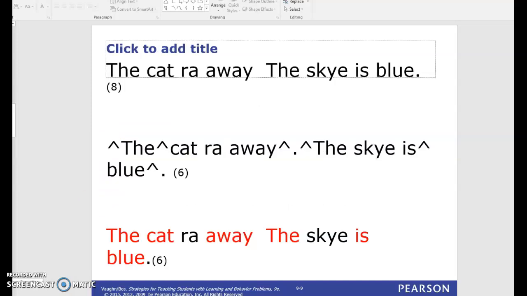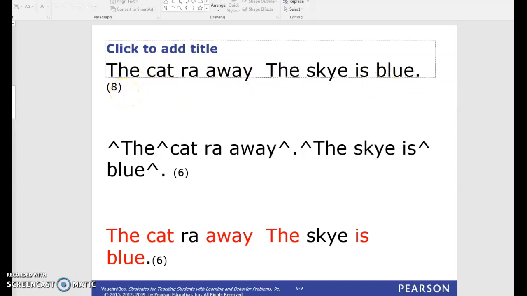All right, so let's look at the next one. This is total words written. The cat, R-A, it's a group of letters, right? It doesn't say the word has to be correct. Away, the sky is blue. So how many did you get? 8, right? 1, 2, 3, 4, 5, 6, 7, 8. All right, so that one's pretty straightforward. It doesn't measure anything about punctuation or if the word, quote unquote, was spelled correctly. It's just how many groups of letters do they have? So in that case, it's 8.